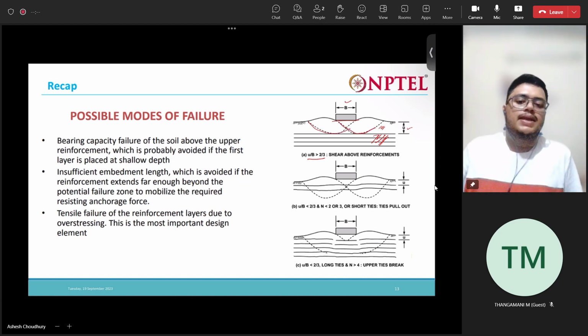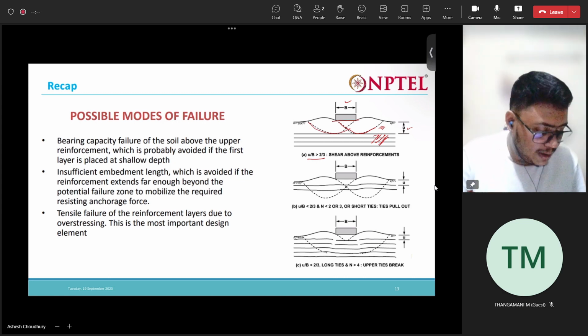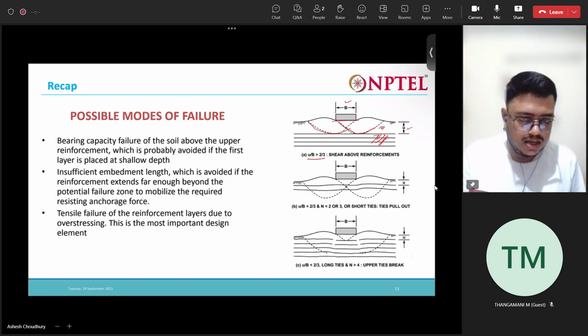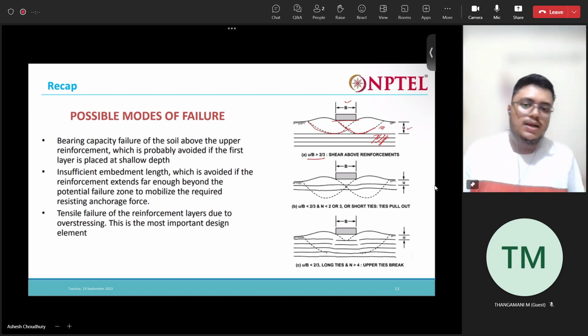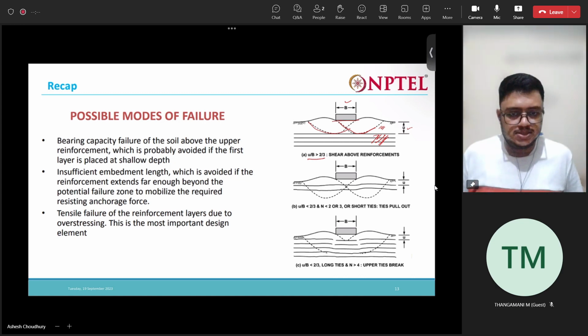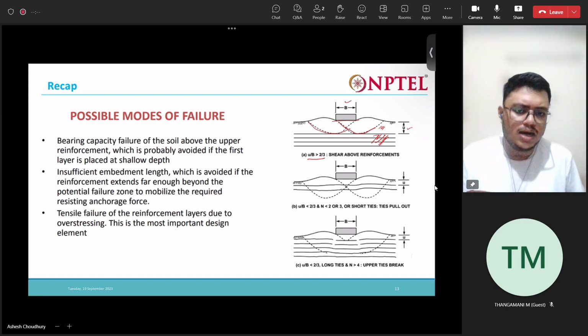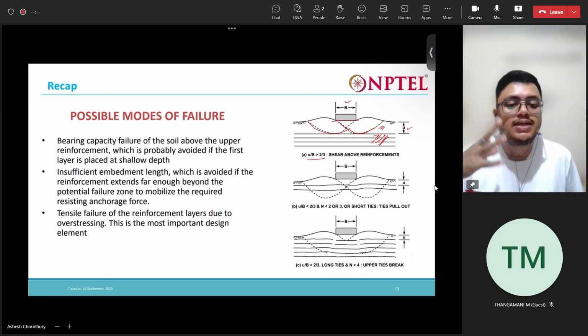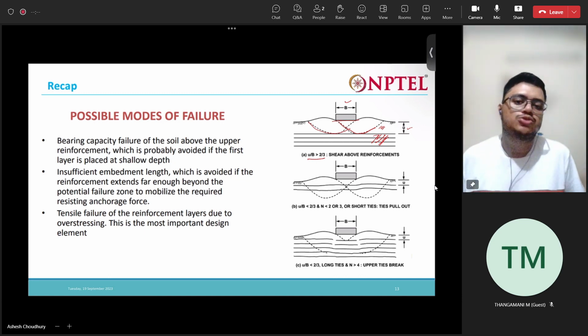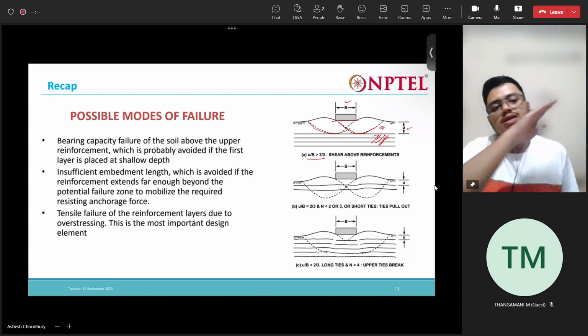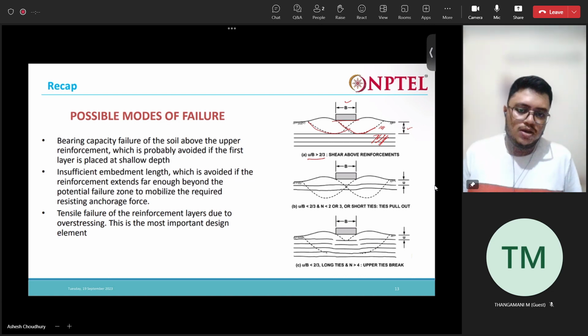Alright. The next case is when u by b is less than 2 by 3 and we are using a smaller number of reinforcements, or shorter reinforcements. In that case, there is a chance of pull out failure. It means the load coming to the reinforcement is higher, and there are chances that this reinforcement will get pulled out. These ties will actually get pulled out with the soil.